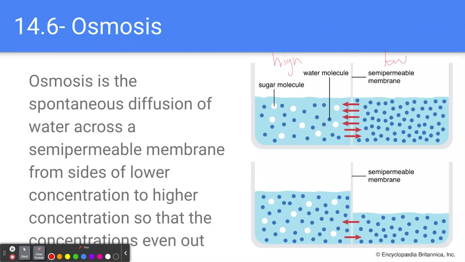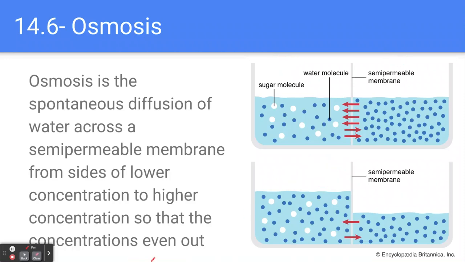And you can see that most of the water is going from low concentration to high concentration. And so what happens here is that we're trying to decrease the concentration here by adding water. And then over on this side, we have less water. And so when we have less water, we're actually going to raise that concentration a little bit. So we're just trying to bring those concentrations as even as we can.